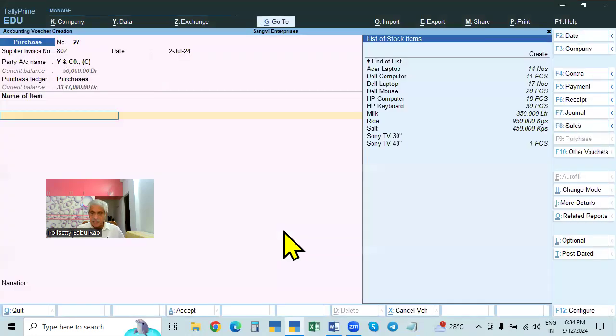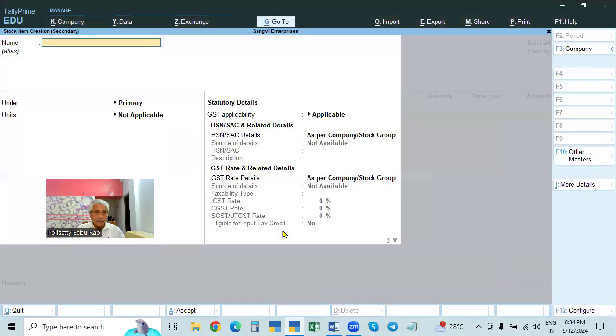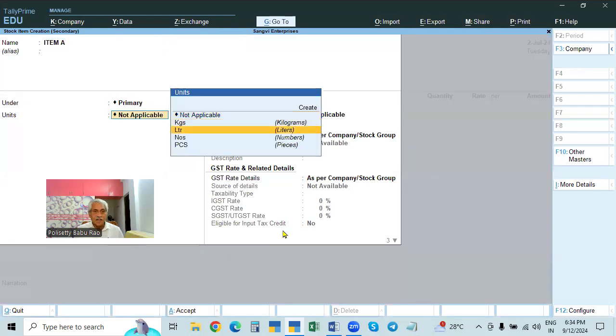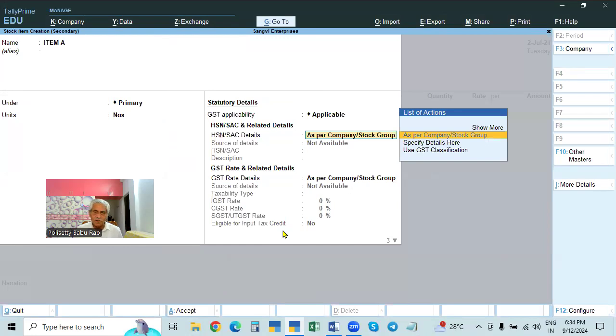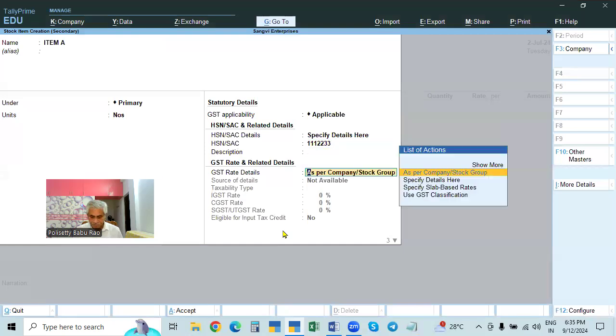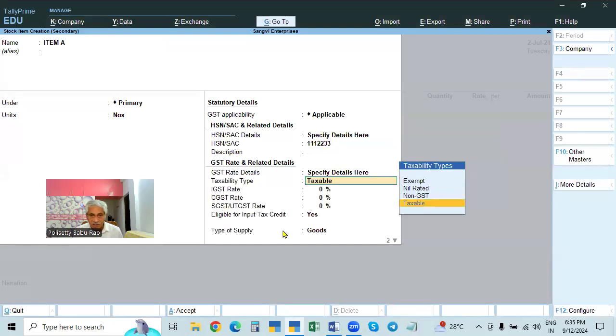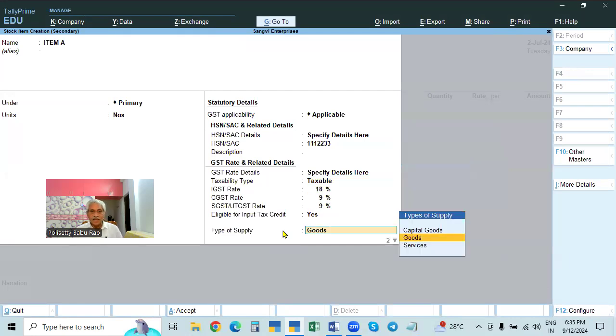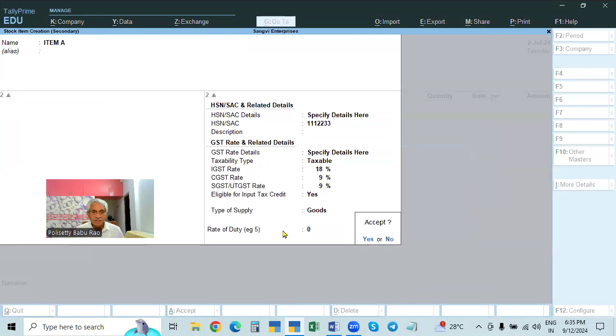So for example, we create a new item, item A, and here we will take up numbers. Previously we were taking pieces, and then specify the details here. Taxable, we take 18%. Okay, so item A we are purchasing.